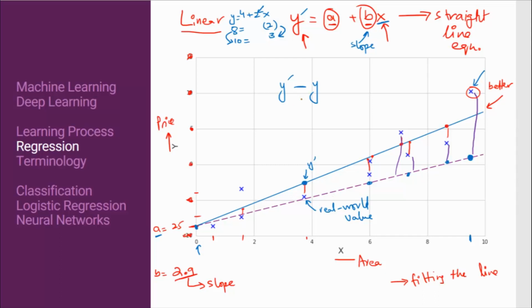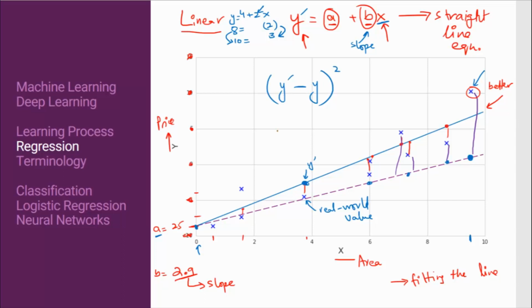So whatever the difference between these two is. Now, if this y is more than the real world value, it's bad. If it's less than the real world value, it's equally bad, right? So we don't care what the difference between these two is. So what we can do is go ahead and square it.